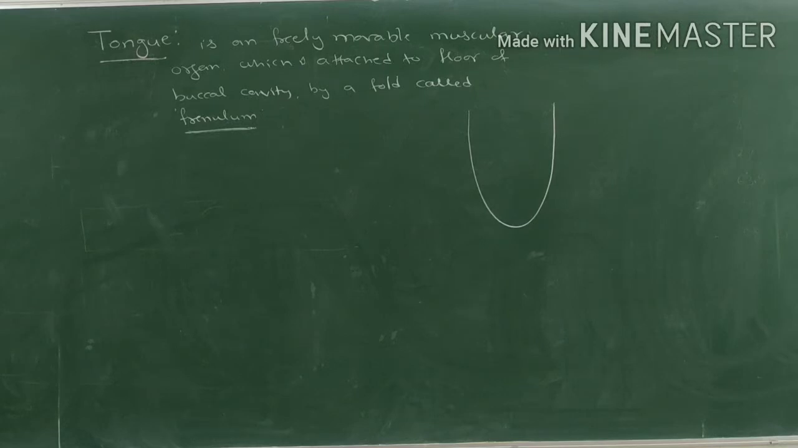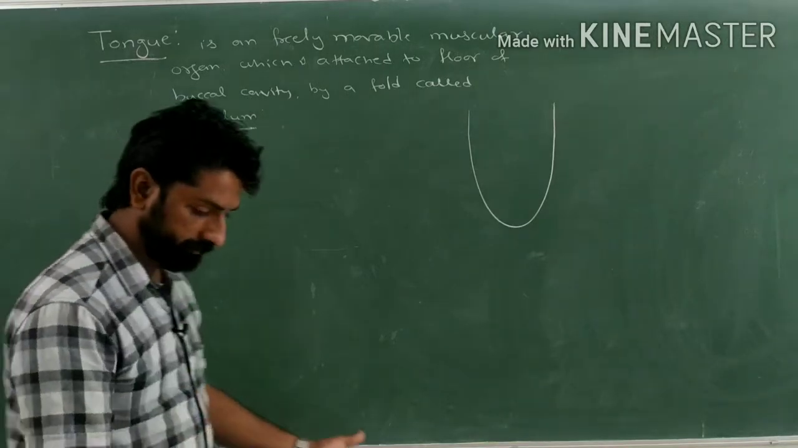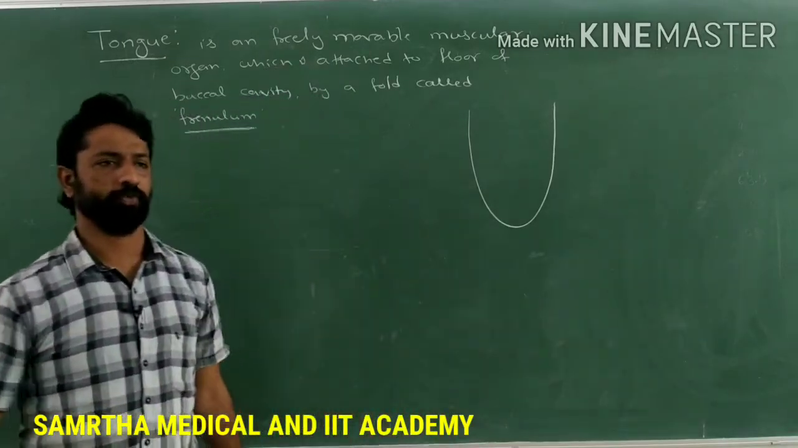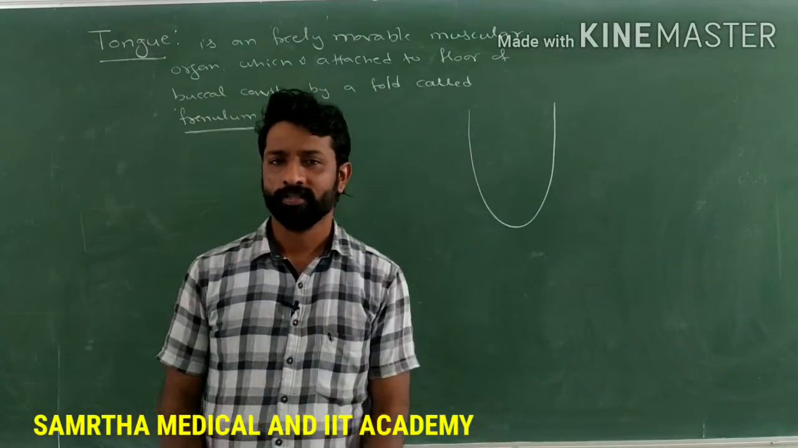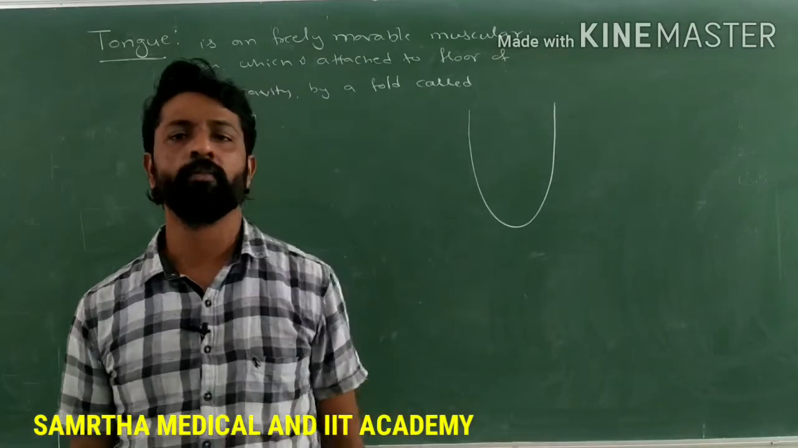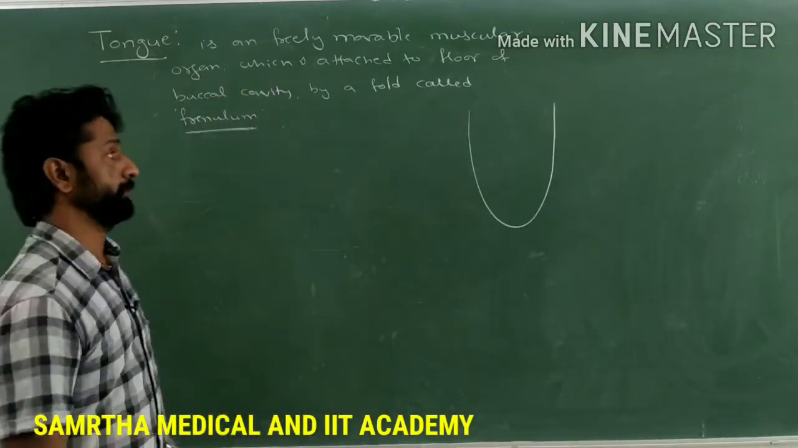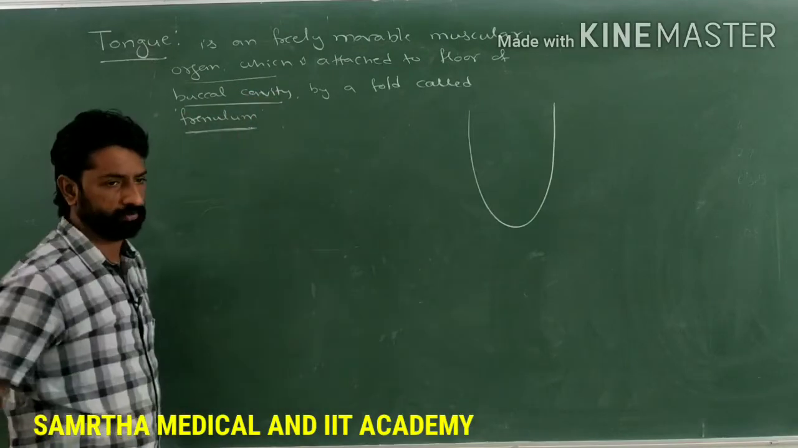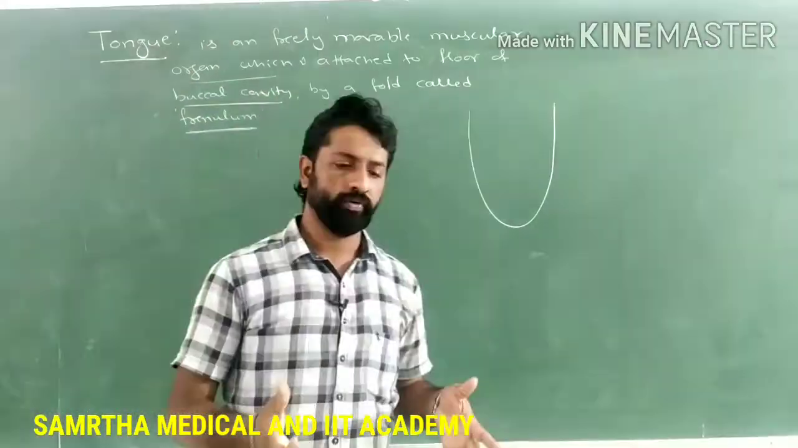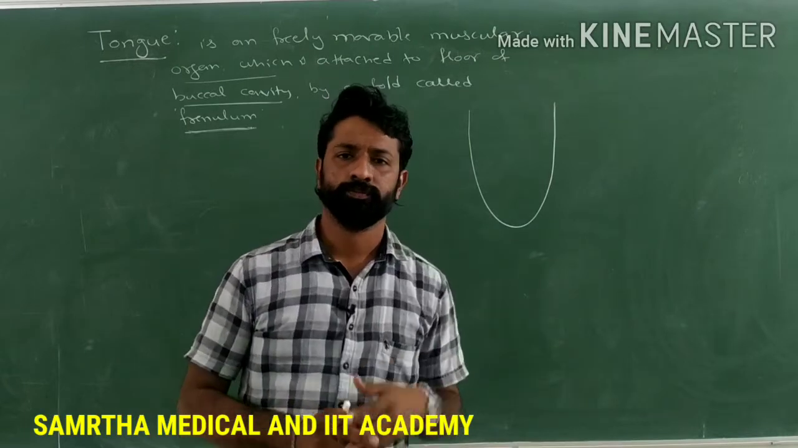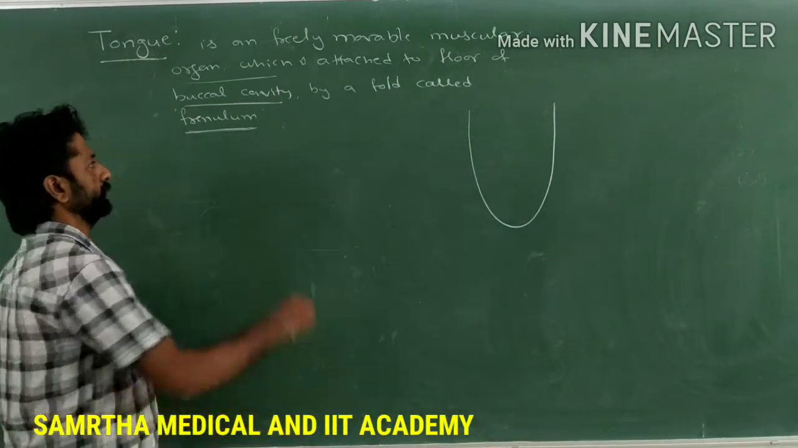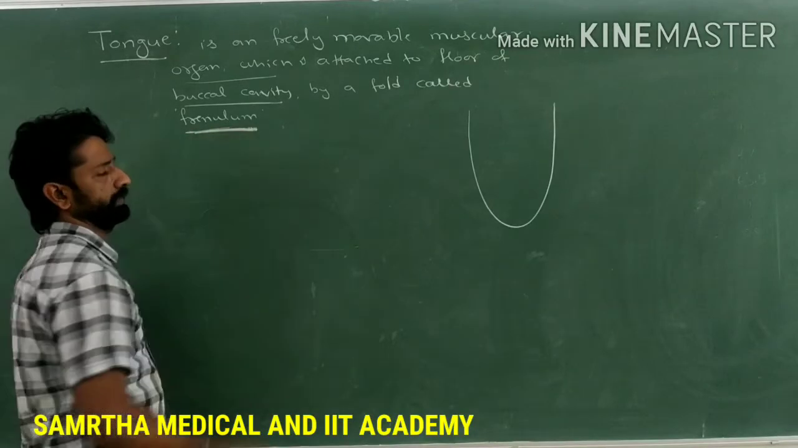So today's discussion is regarding a part of the oral cavity, that is nothing but the tongue. What do you mean by tongue? Tongue is a freely movable muscular organ present in the buccal cavity, attached to the floor of the buccal cavity. The structure which attaches the tongue to the floor of the buccal cavity is called the frenulum.